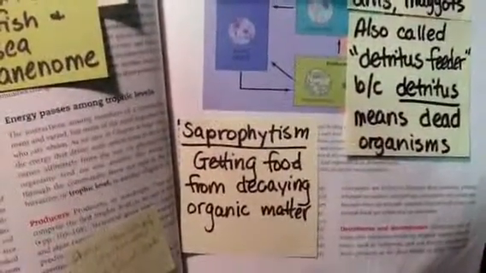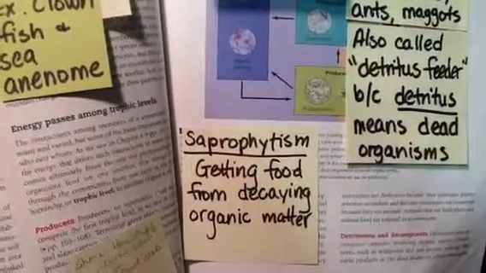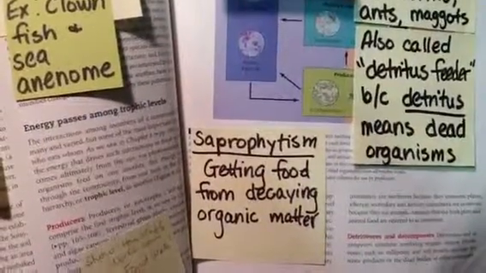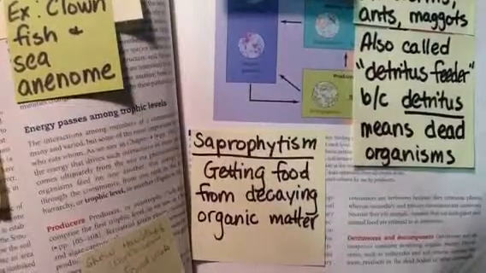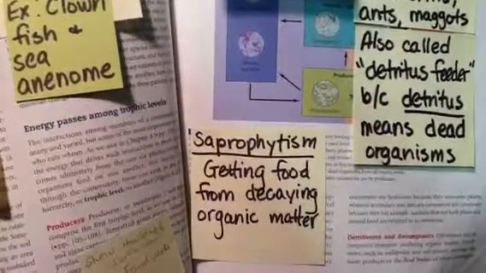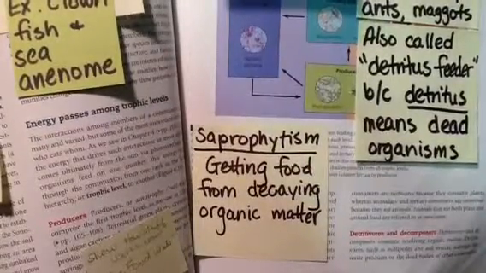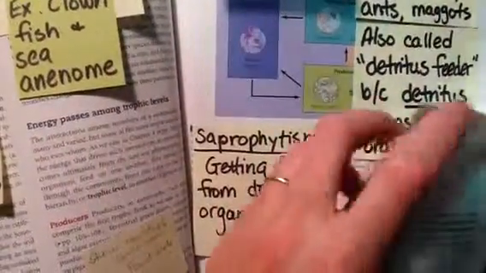Here's a word that's not in your book, but it is on your test, saprophytism, and that is getting food from dead, decaying organic matter. So detritivores practice saprophytism. We actually refer to saprophytism when we talk about fungus a lot. So you will often see that word when you refer to fungus and mold, decomposing dead things.